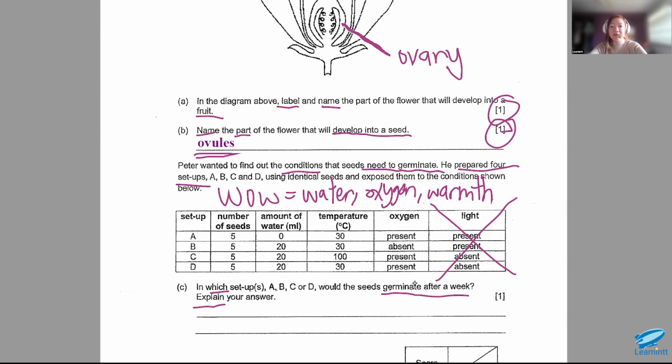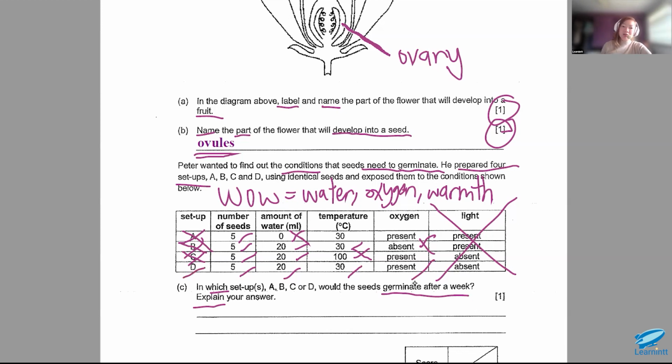So let's look at setup A, 5 seeds. No water. Nope, it will die. Let's look at B. 5 seeds, 20 ml of water. Okay, 30 degrees Celsius. Yes. No oxygen though. Nope, it will suffocate. It's not going to live. C. 5 seeds, 20 ml, 100 degrees Celsius. It's going to be boiled alive. So C is out too. D. 5 seeds, 20 ml, 30 degrees Celsius, and we have oxygen. It's present. Perfect. This is the one.